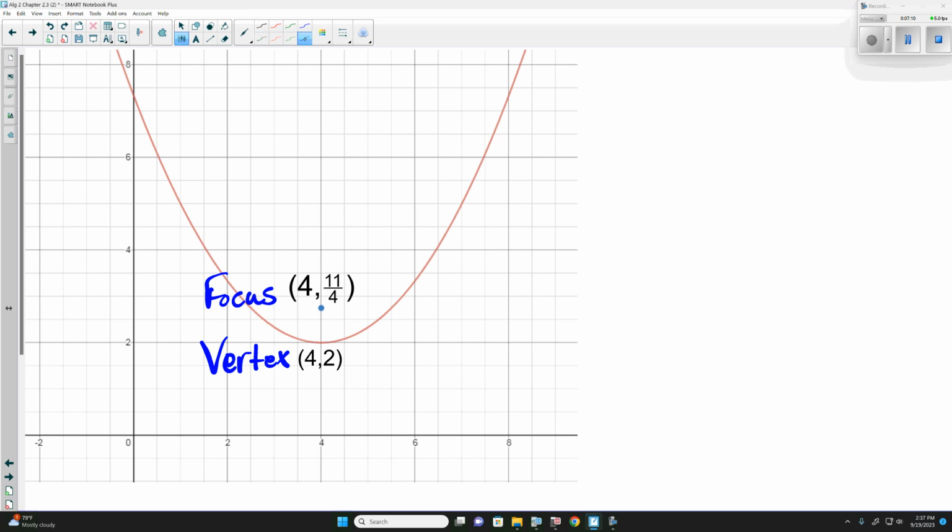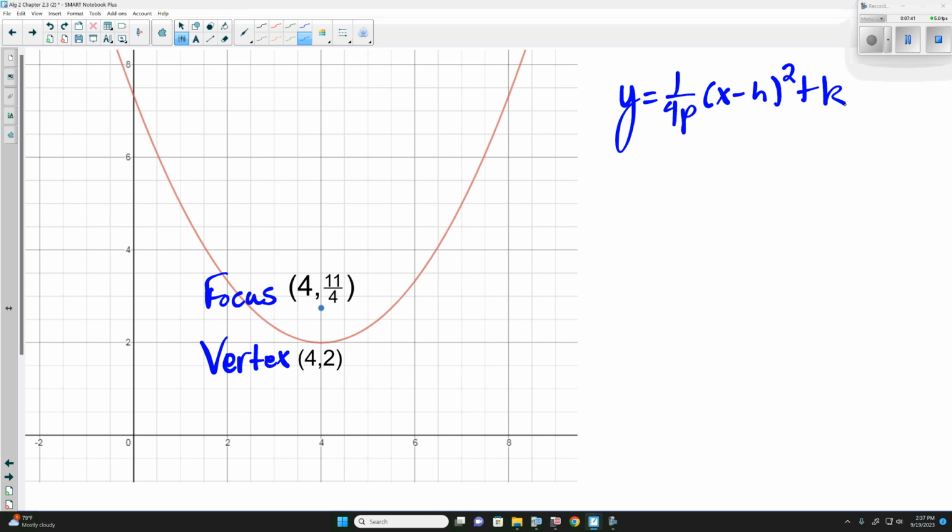Now, there's two ways we can go about doing this. One of them is how it opens. If we look at this here, is the graph opening up or down, or left and right? It's opening up, yes? So that means we would be using the y equals 1 over 4p times (x minus h) squared plus k. We'd be using this formula here.